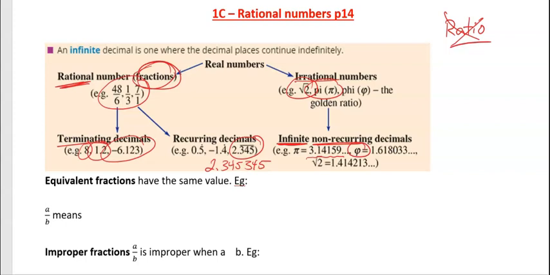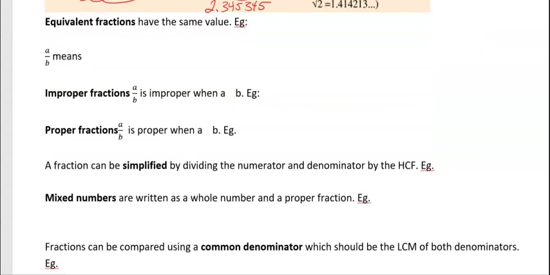This is phi, as I would say in American English, or what's often called the golden ratio. That is approximately 1.618033, but it goes on forever and it doesn't repeat. So these are what we would call irrational numbers. You can't write them as a ratio. So let's just talk about fractions again.